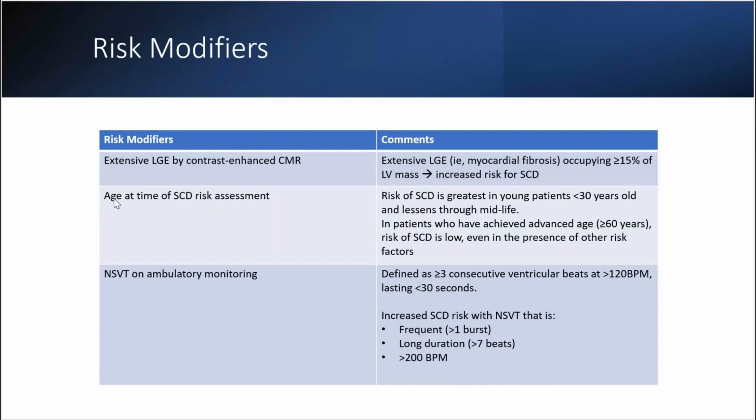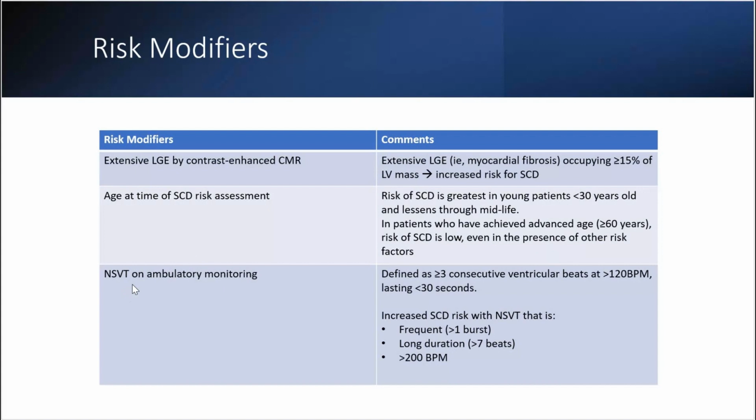Another modifier includes age at time of sudden cardiac death risk assessment. Risk of sudden cardiac death is greatest in young patients less than 30 years old and decreases throughout their life. Therefore, in patients who have achieved age greater than or equal to 60 years old, risk of sudden cardiac death is low, even in the presence of other risk factors.